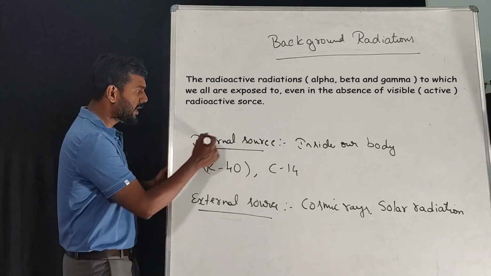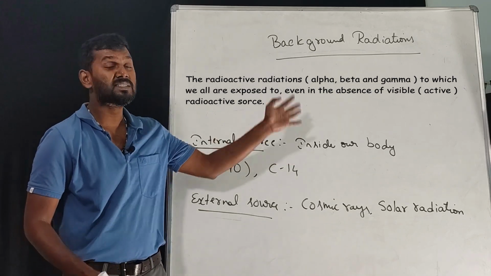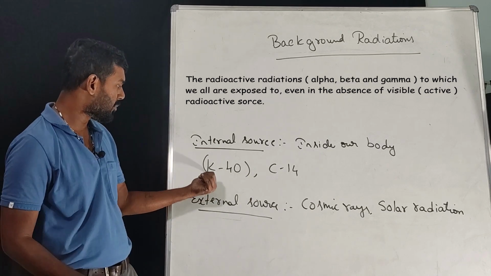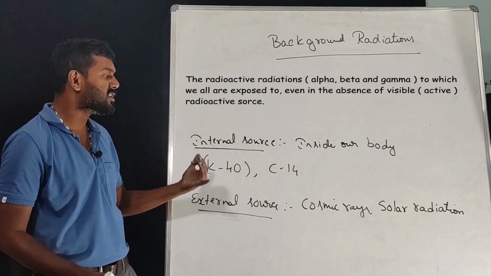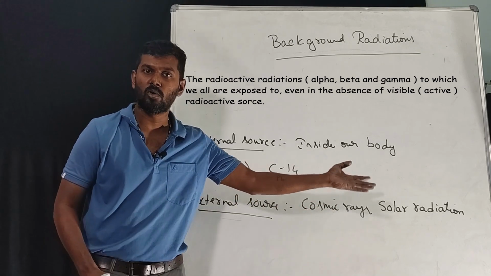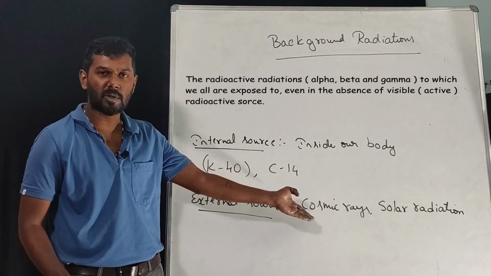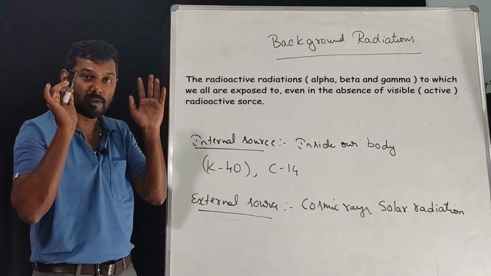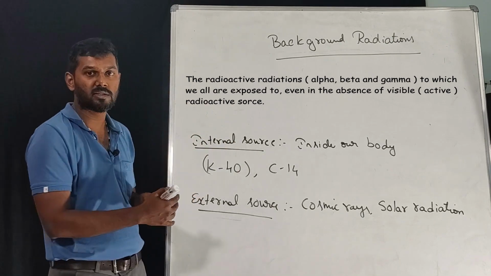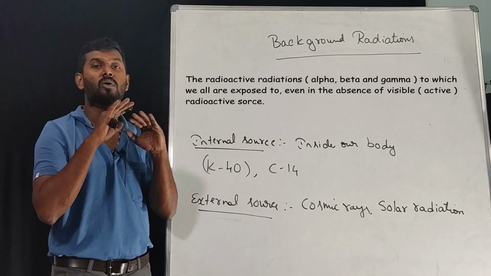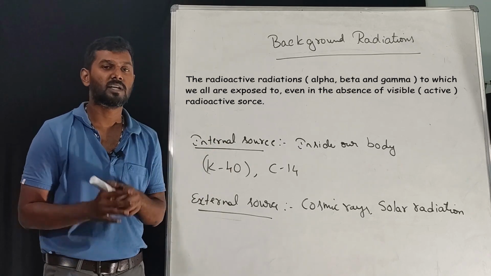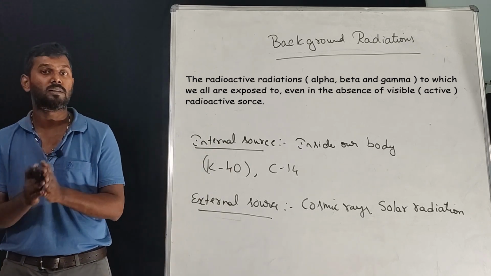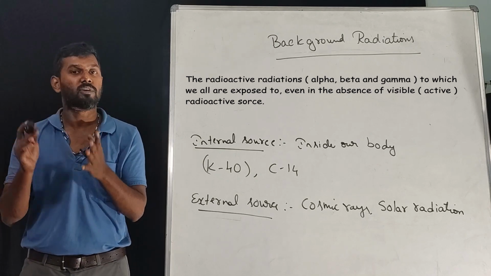What are those sources? Internal source, that is inside our body. Inside our body, potassium-40 and carbon-14 are also there. Then external sources: cosmic radiations, solar radiations. We are all exposed to cosmic radiations and solar radiations. But the main thing about these background radiations is, these are not harmful to us. These are safe. That's it. Now we have completed the concept of radioactivity part A.